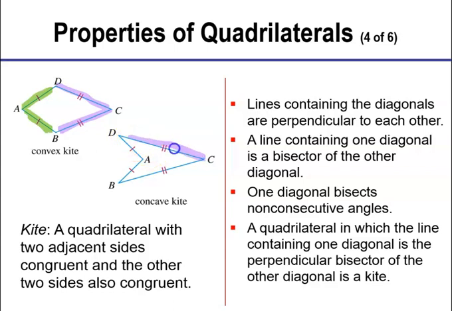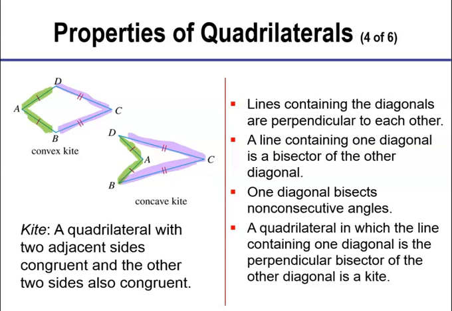And even for the concave kite, that's still true. Notice that this side is the same length as this side, and then the other two adjacent sides are also the same length. That gives it symmetry, and it's shaped like a kite, even a fancy looking kite that we have here. Now, what do we know about kites?